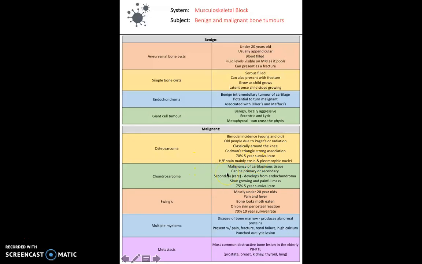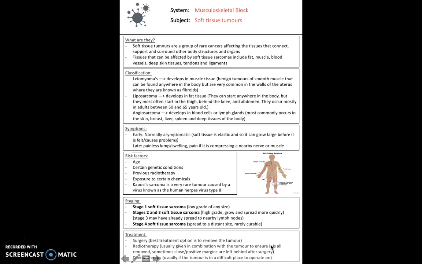We use H and E staining, hematoxylin and eosin, and these patients tend to have mainly eosin staining and pleomorphic nuclei as well. Chondrosarcoma is a malignancy of cartilaginous tissue, and these can arise secondarily from an enchondroma, which is benign. Ewing's, multiple myelomas and metastases are other types of malignant tumours, and each have their own distinct features. Soft tissue tumours are a group of rare cancers which affect the tissues that connect, support and surround other body structures and organs. Tissues that can be affected include fat, muscle, blood vessels, deep skin tissues, tendons and ligaments.